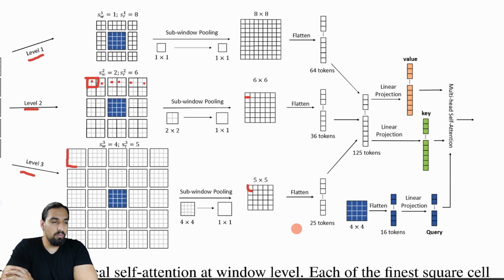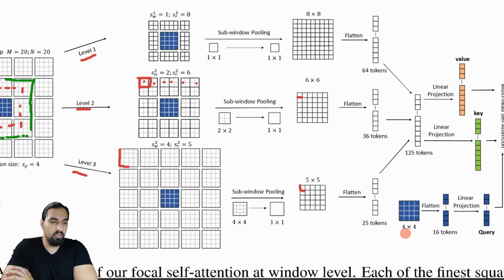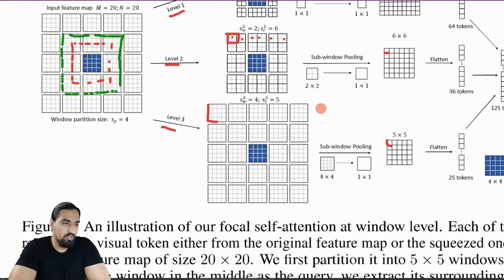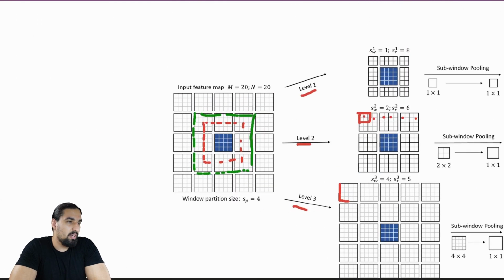And so now let me show you what I mean by this windowed queries. Okay, as you can see here, this same query attends to all of these keys and values, as well as this one. So all of the queries will be attending to the same keys and values, and that's the whole point here. So that's how they save some computation.